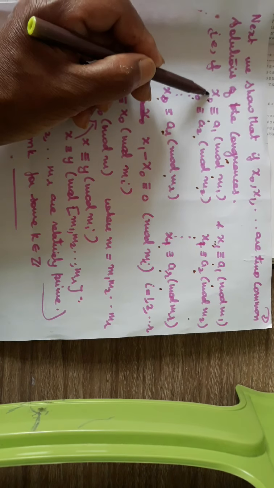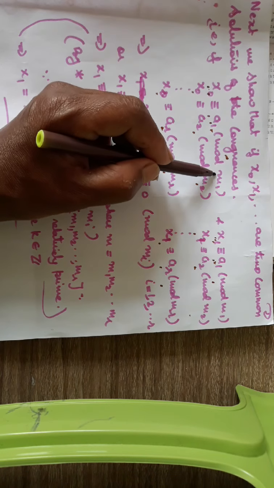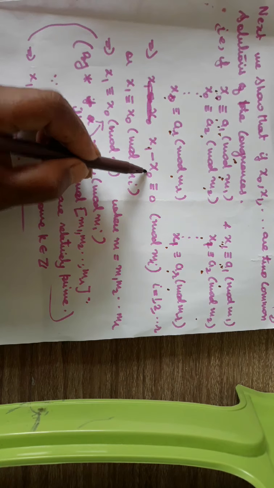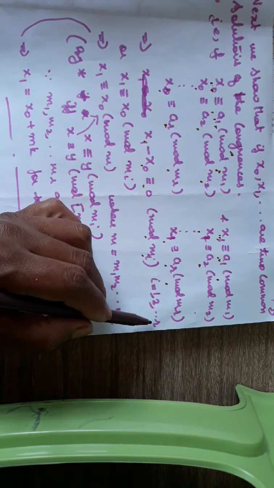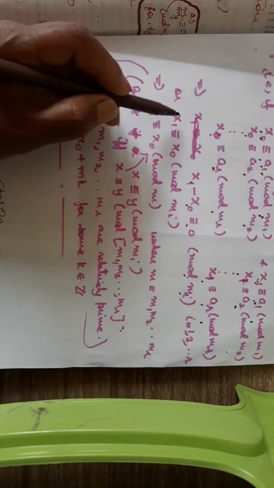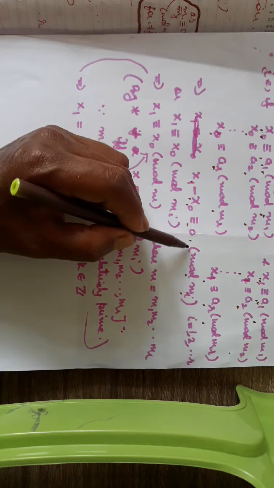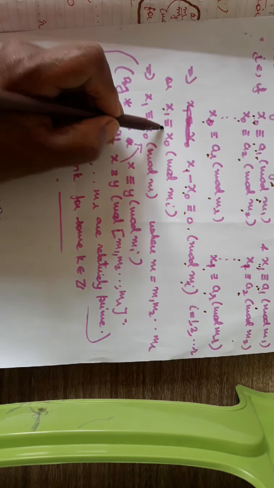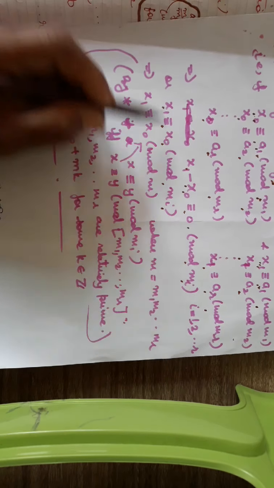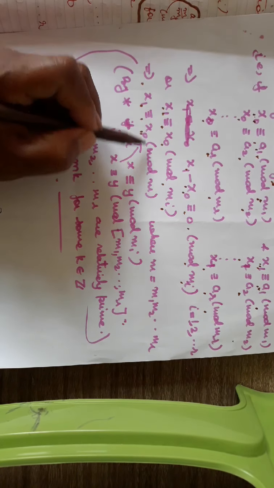x1 minus x naught will be congruent to a1 minus a1, that is 0, congruent to 0 mod m1. So in general we have x1 minus x naught congruent to 0 mod mi for i varies from 1 to r. Or we can say that, adding x naught on both sides of these congruences, we have x1 will be congruent to x naught mod mi. So this implies that x1 is congruent to x naught mod m.